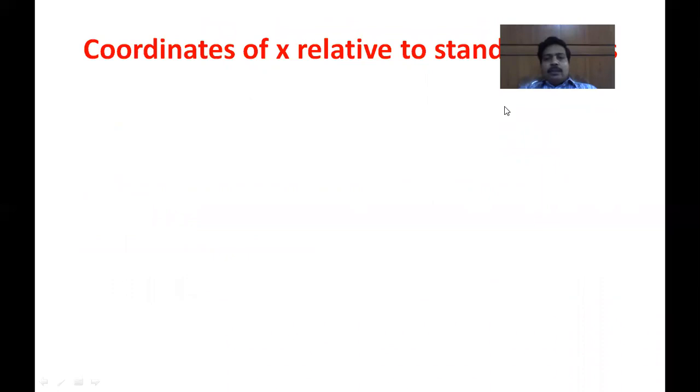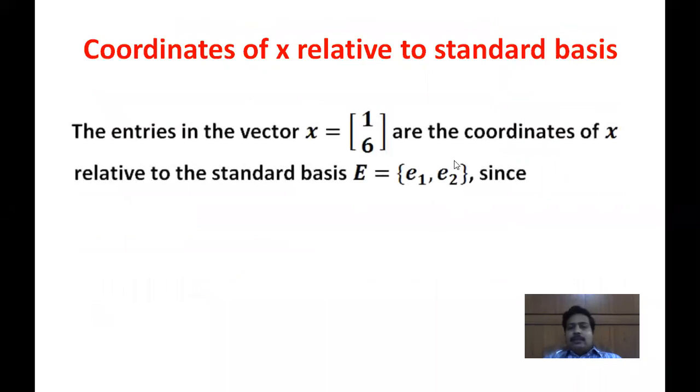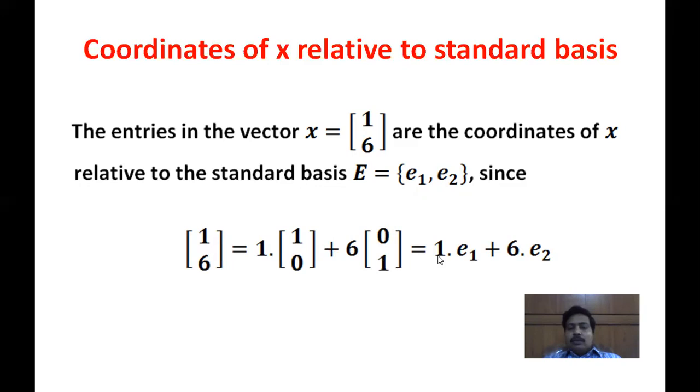We have discussed the coordinates of X relative to the standard basis also. So with an example, if X is 1, 6, and the coordinates of X relative to the standard basis E, that is E1, E2, this is a 2x1 matrix. So E1 will be 1, 0 and E2 is 0, 1. So this can be written as 1, 6 is equal to 1 into E1 plus 6 into E2. So the coordinates will be again 1 and 6 only. So XE is nothing but X, where E is the standard basis.